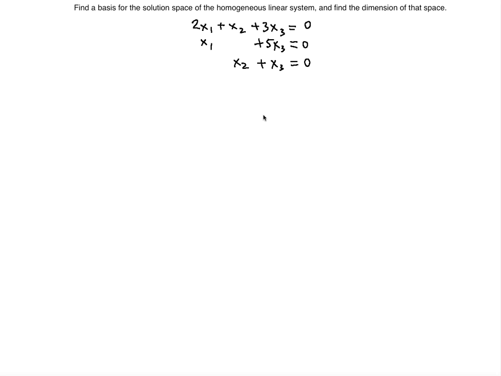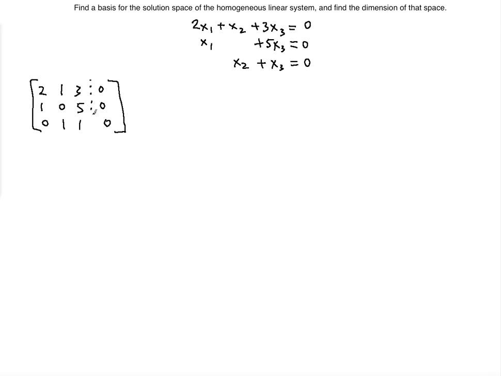Find the basis for the solution space of the homogeneous linear system and find the dimension of that space. So the first thing that we're going to do is write the coefficient matrix of the given system. Not just the coefficient matrix, but the augmented matrix, and we're going to write the coefficients first. 2, 1, 3, 0, 1, 0, 5, 0, 0, 1, 1, 0.